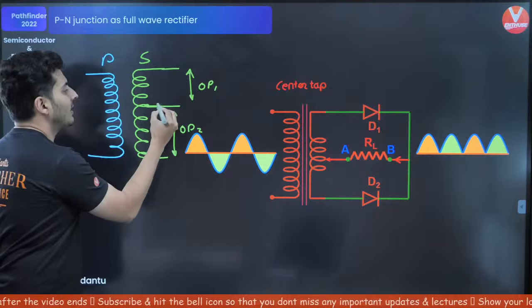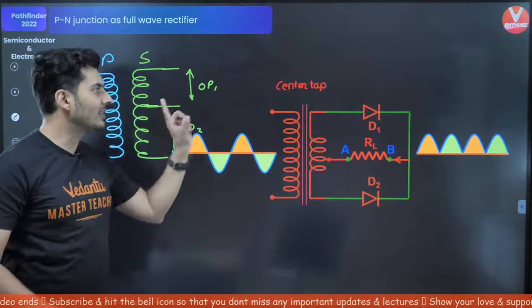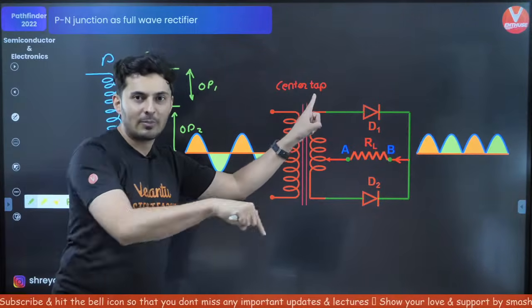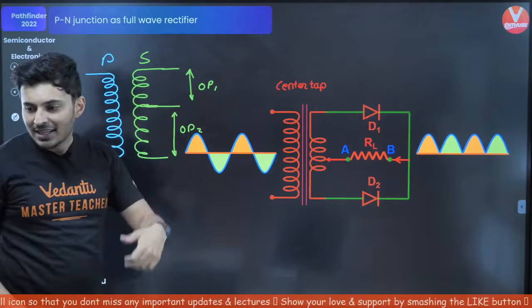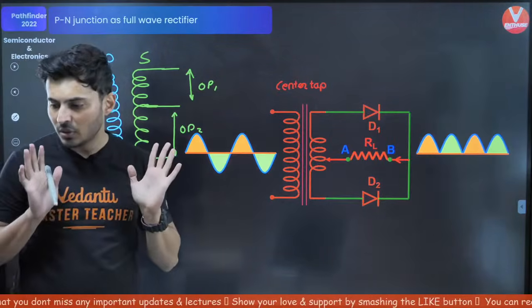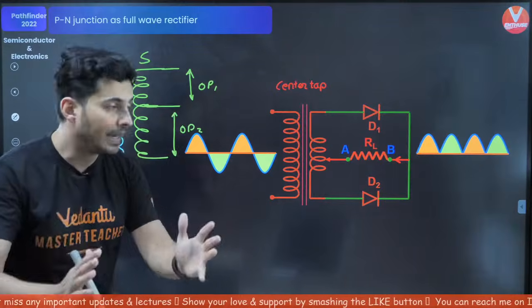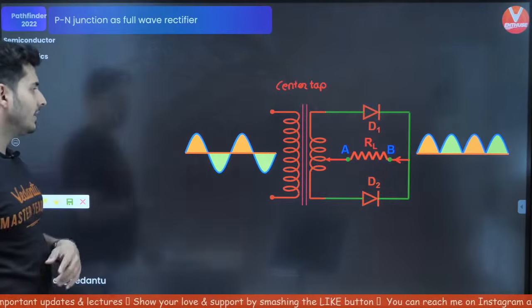Because I'm splitting the transformer right from the middle, that's why it is also called a center tap. You are tapping at the center and taking out a wire to create two different outputs. Is that clear? Understood? Hi Sai Ganesh. Great. Now here is the thing.